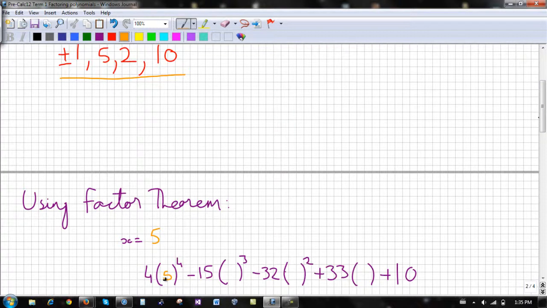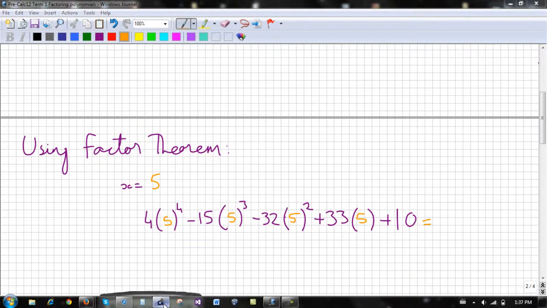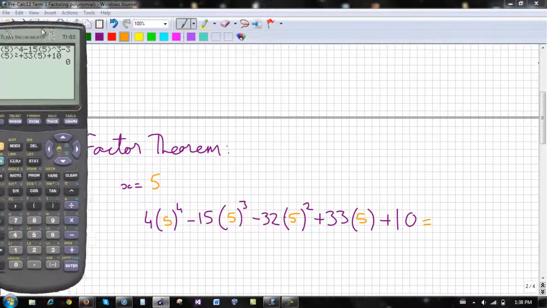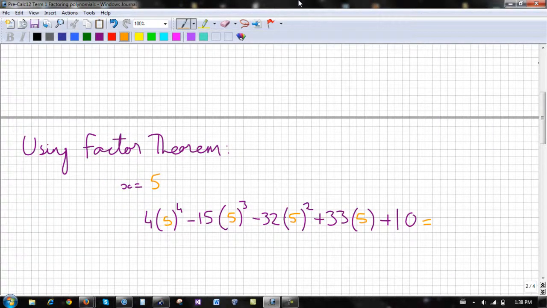So 4 brackets 5 to the power of 4 minus 15 brackets 5 to the power of 3 minus 32 brackets 5 to the power of 2 plus 33 brackets 5 plus 10. Great, and that equals 0, which means that x minus 5 is a factor of the polynomial.